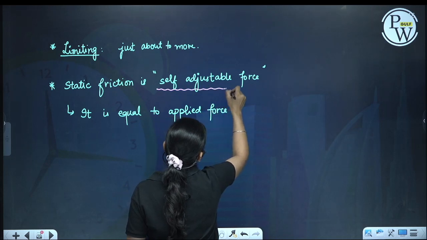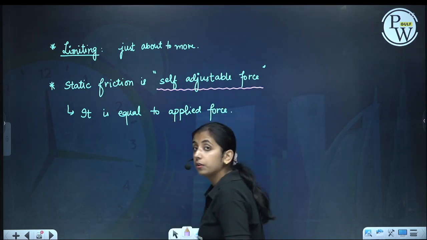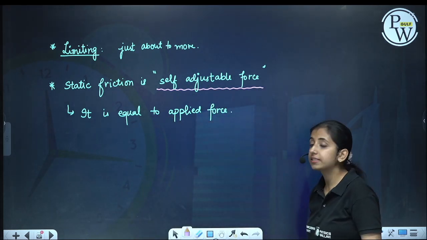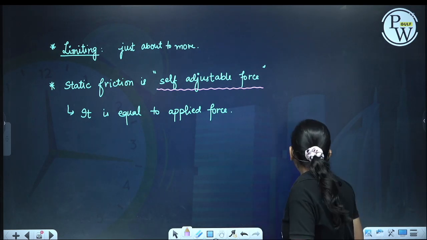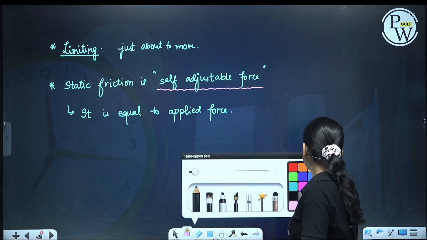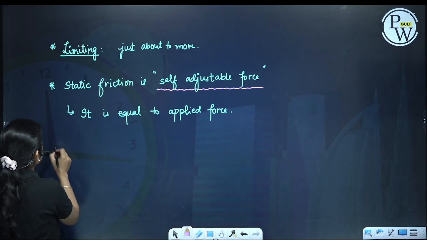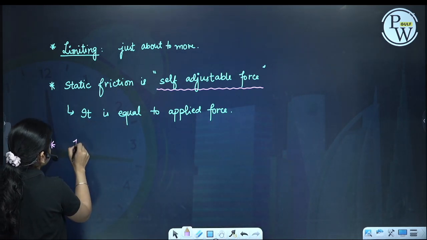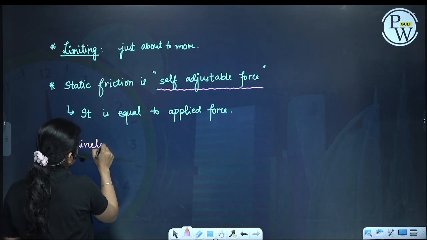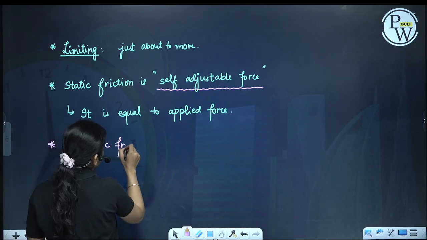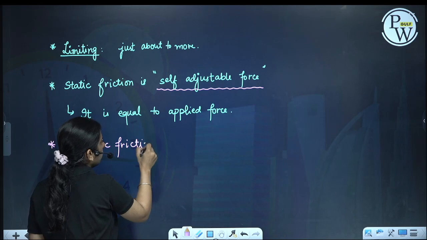It is self adjusting in nature. So which friction is self adjustable? Static friction is self adjustable. It doesn't have any constant value. Kinetic friction has a constant value, and kinetic friction will be little less than the limiting friction, because now the body has come into motion.